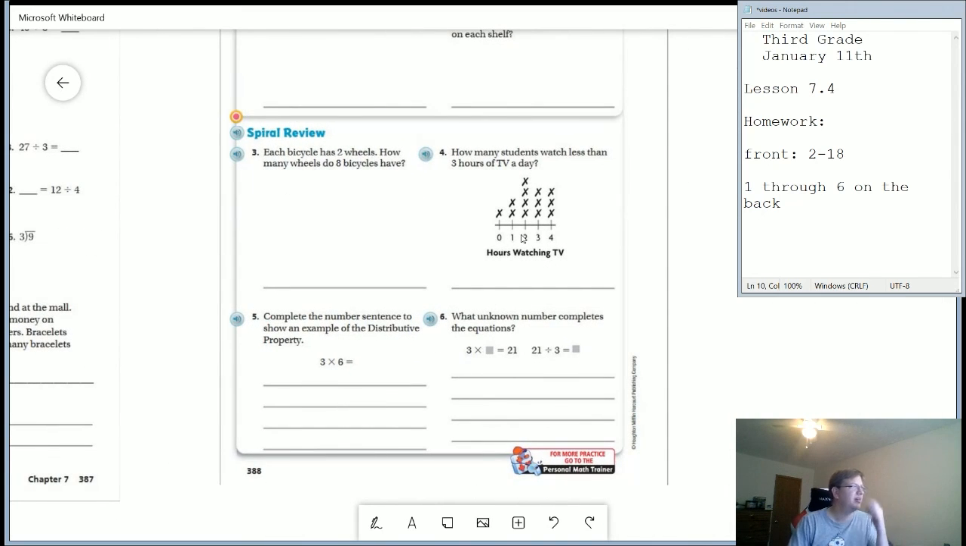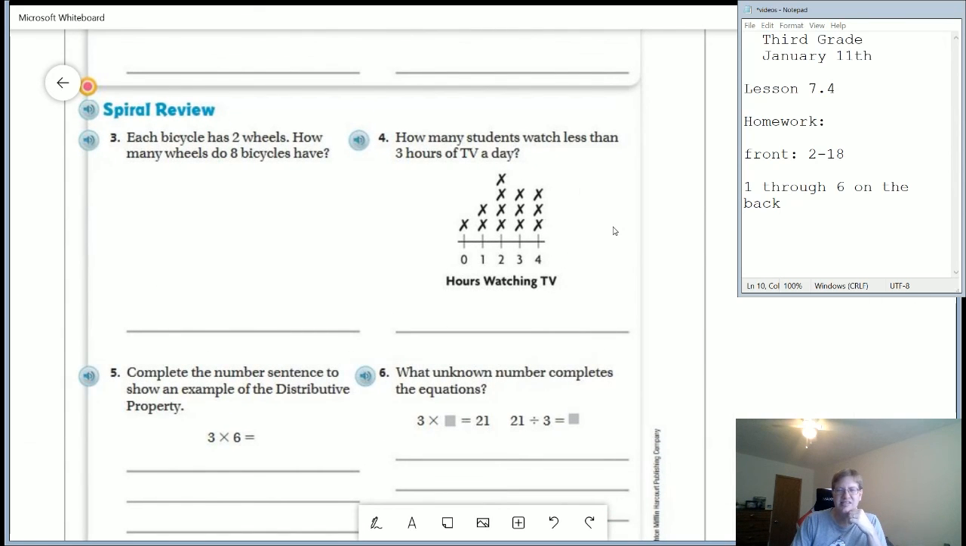So let's look at the bottom 4. Each bicycle has 2 wheels. How many wheels do 8 bicycles have? So we want to figure out at 2 wheels per bicycle how many wheels we have. So think about what type of problem that's going to be. Number 4, how many students watch less than 3 hours of TV a day? So we are looking for all of the X's that would be above the numbers that are less than 3. So back earlier in the year when we were working on this, I would suggest you take your hand, kind of cover up the part that we don't need, and then count the remainder of the X's.